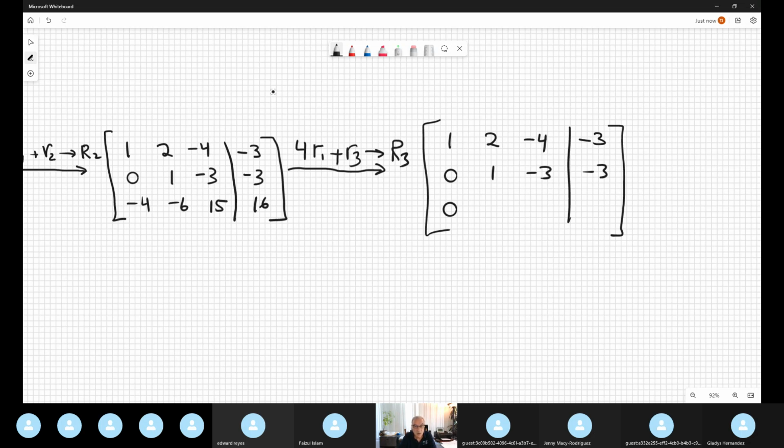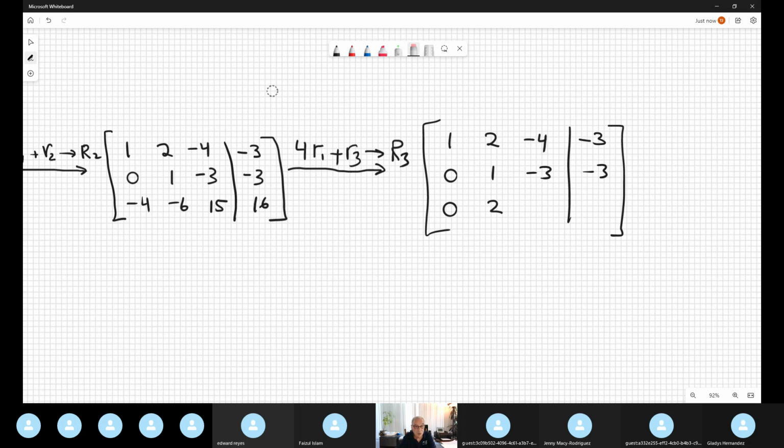4 times 2 is 8, and 8 positive, minus 6 is 2. Do you understand where this 2 comes from? You multiply 4 times this 2, which is obviously 8, positive 8. Positive 8 plus R3, which is minus 6, together is positive 2.